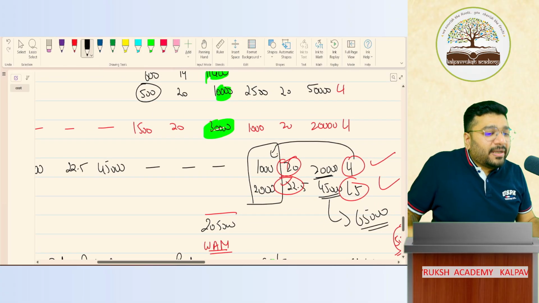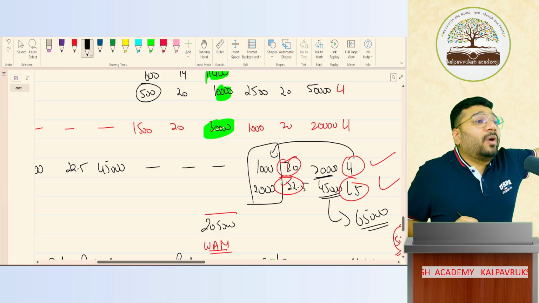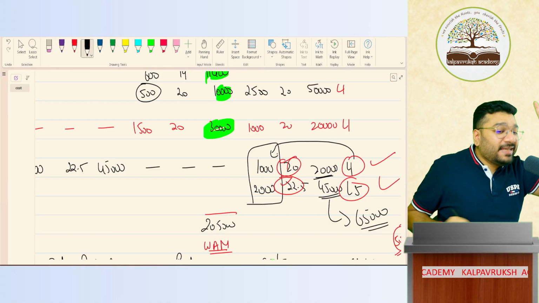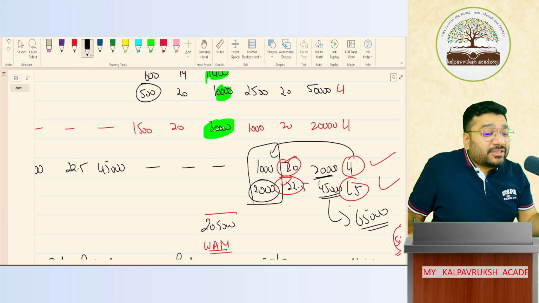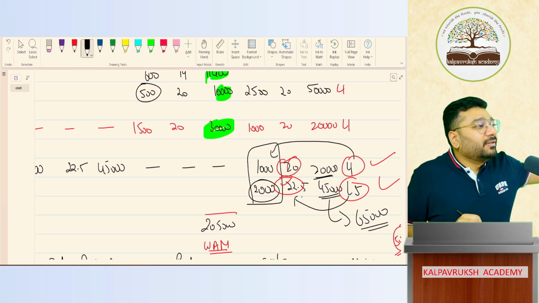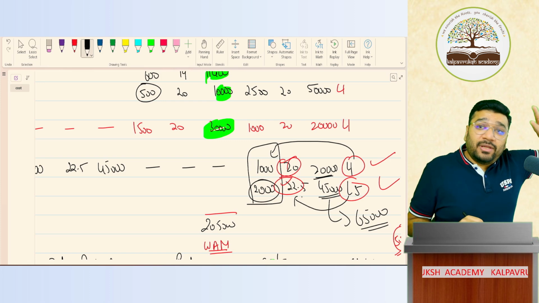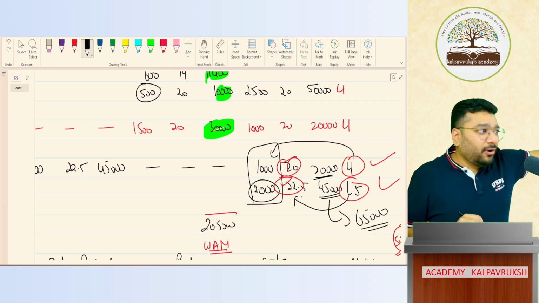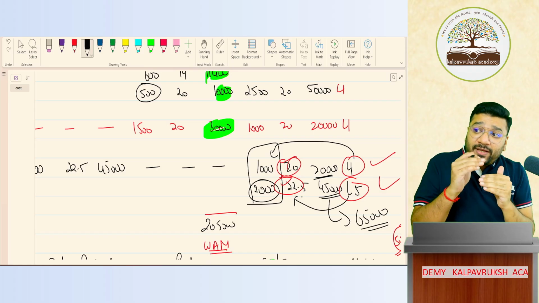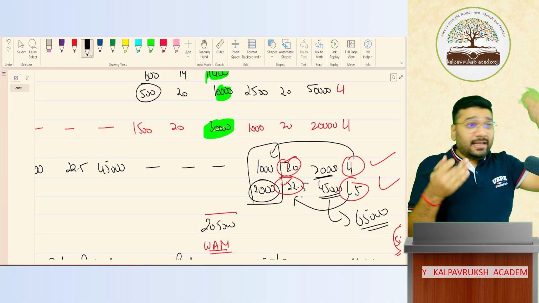From lot 1, how many kgs are there? Only 1000 kg. The extra 2000 kgs come from which lot? Lot 5. This method, on what basis have we done? LIFO only, no? LIFO is actually useless because nobody follows it. Which businessman will say, first new stock I'll give, old stock I'll keep with me itself?